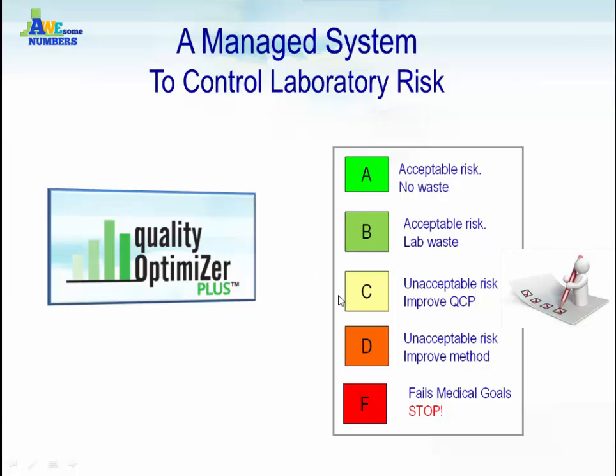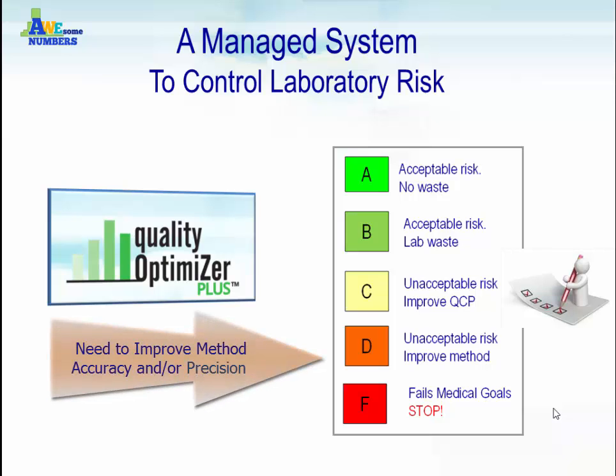A grade C has an unacceptable risk level if the method fails. So the results you're producing now are acceptable, but if the method failed, you would produce an unacceptable number of results before you stopped. All you need to do is to improve your quality control process. A grade D has an unacceptable risk. You're still not reporting bad results now, but the only way that you can ensure an acceptable risk level is to improve your method quality.